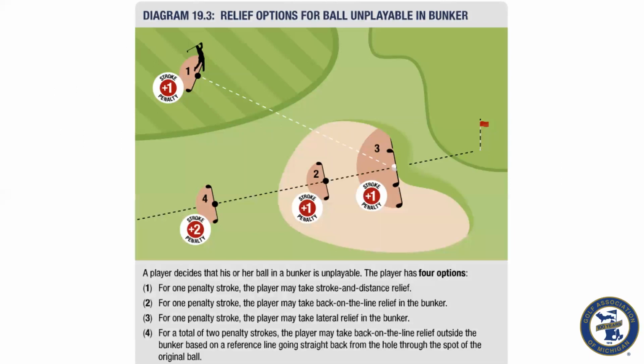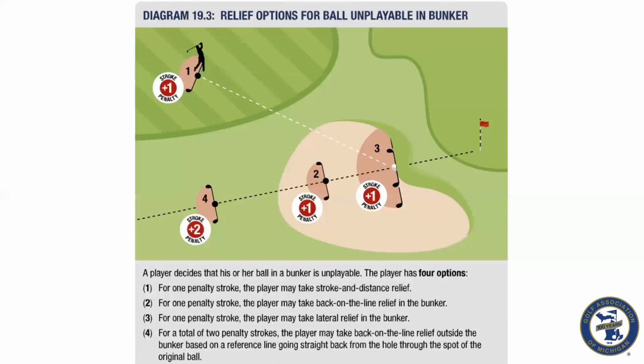So if you're taking an unplayable in a bunker, you've got all your 3 normal options under 1-stroke penalty. So we can go back in this case to the fairway where the player last played from, and 1 club length from that point, no closer to the hole.